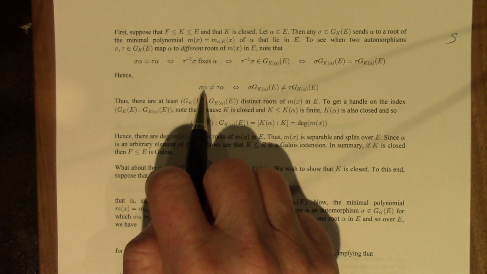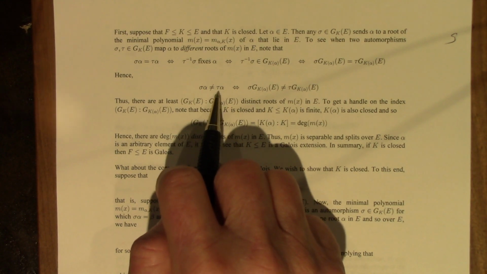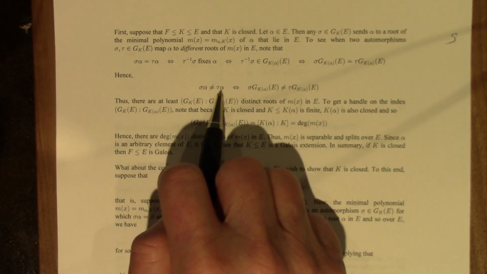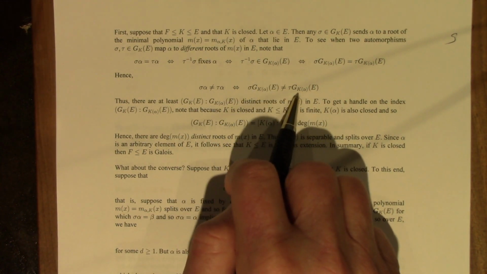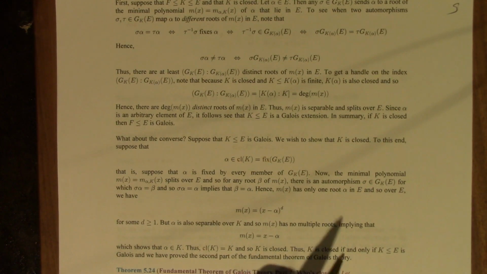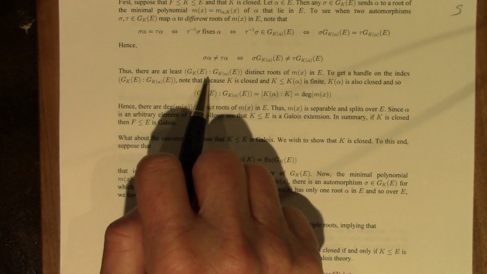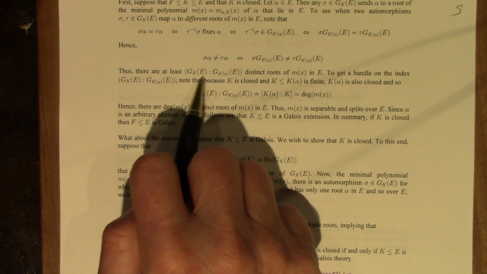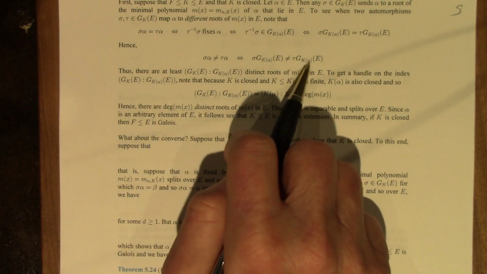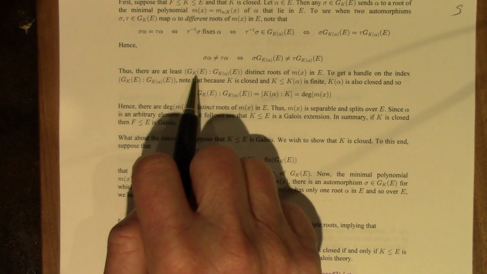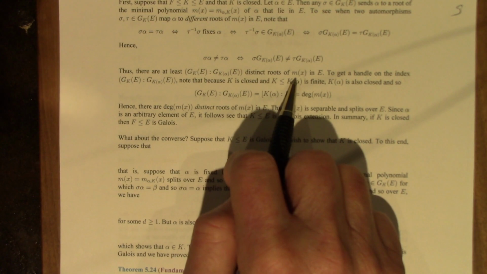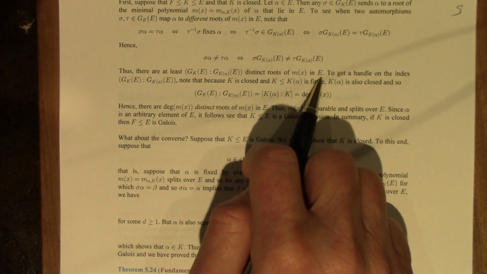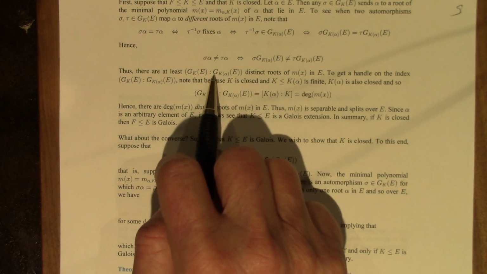So sigma alpha is different from tau alpha, two distinct roots of the minimal polynomial, if and only if the cosets are distinct. This tells us that there are at least this many, this is the index of this subgroup in the group G(E/K), there are at least this many distinct roots of the minimal polynomial in E. So we'd like to get a better handle on this index.